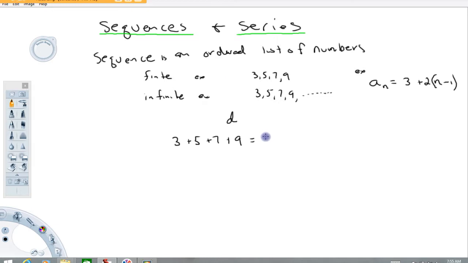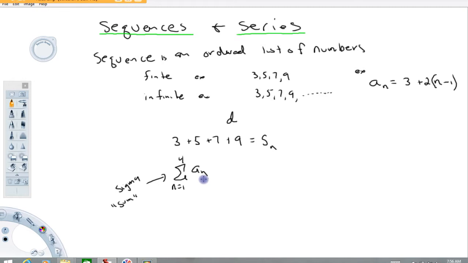This is usually called maybe S sub n. This is the sum over the sequence from n equals 1 to 4. Now there's also some notation that goes with this. This symbol right here is the Greek letter called sigma, and it means sum. So in this example, what we are doing is summing up from n equals 1 to 4 all these a sub n terms, where the a sub n would be described by this formula. So a sequence is an ordered list of numbers, and a series is a sum of a sequence.